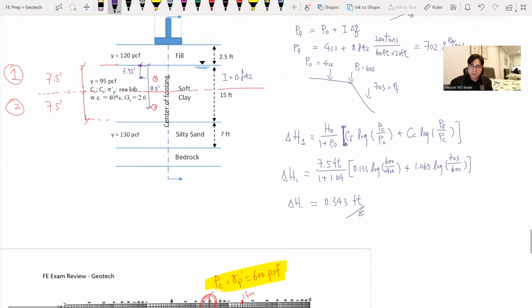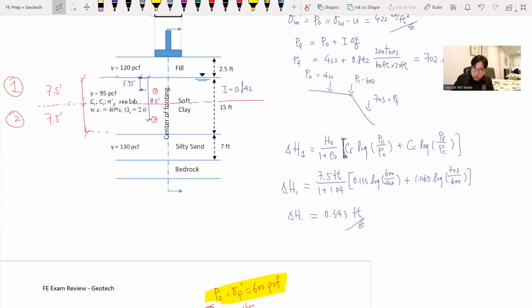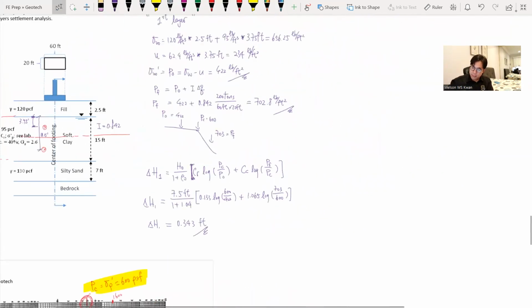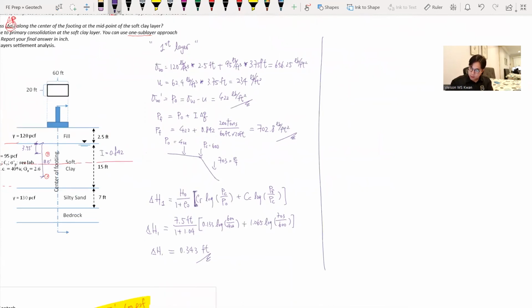This is not the final answer yet, because it's just representing the settlement due to primary consolidation from the structural loading from the foundations. For the first sublayer it is 0.343 feet. We still need to find out the loading acting on the second layer. So this is the first sublayer, and then we deal with the second layer.